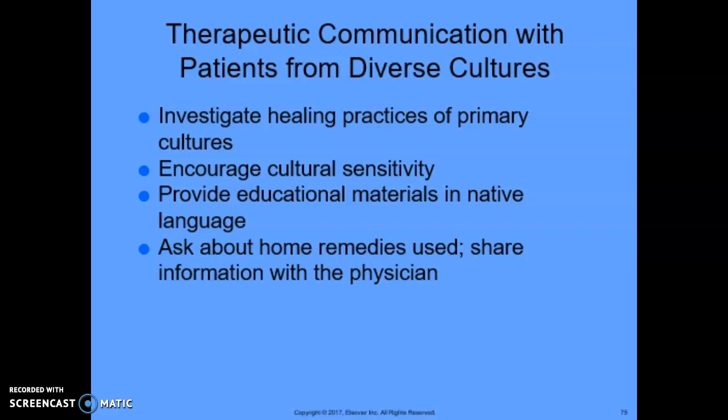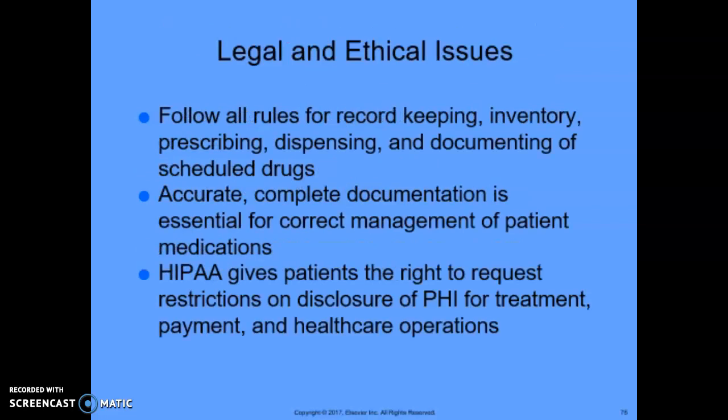Patients from various cultures may be using home remedies or herbal treatments that could interfere with the effectiveness and safety of medications prescribed by the physician. So again, it's so important to communicate and know and document.